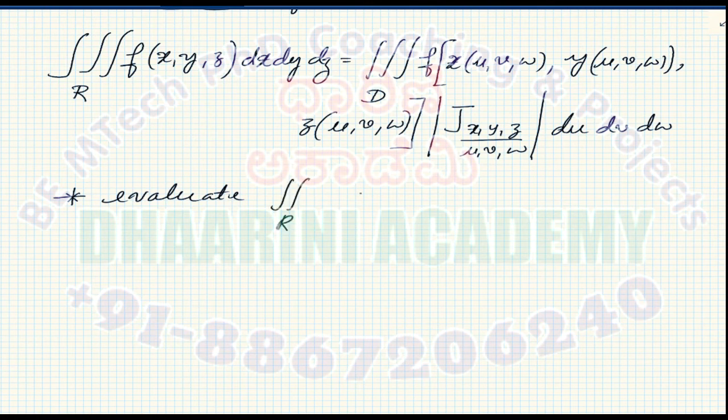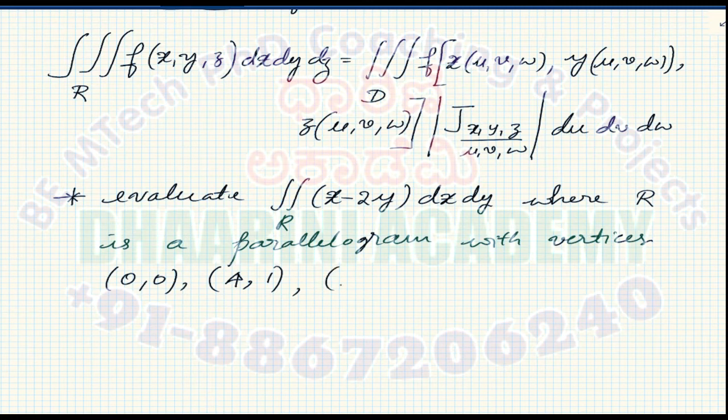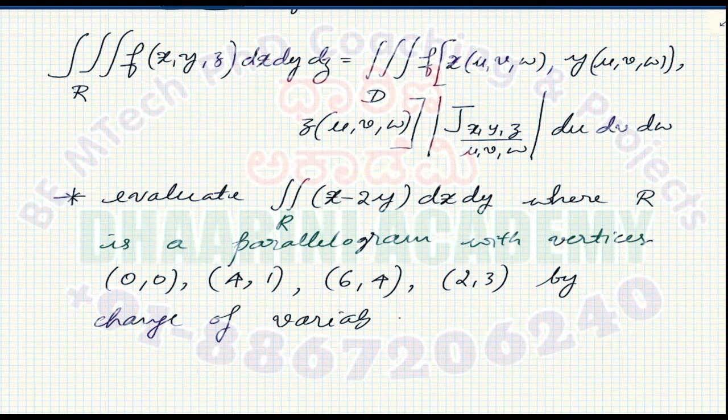Evaluate the double integration over R of (x minus 2y) dx dy, where R is a parallelogram with vertices (0, 0), (4, 1), (6, 4), (2, 3), by change of variables.